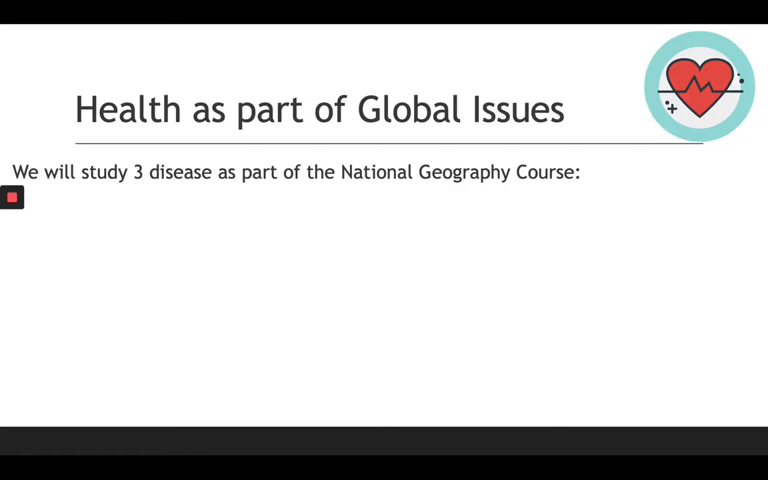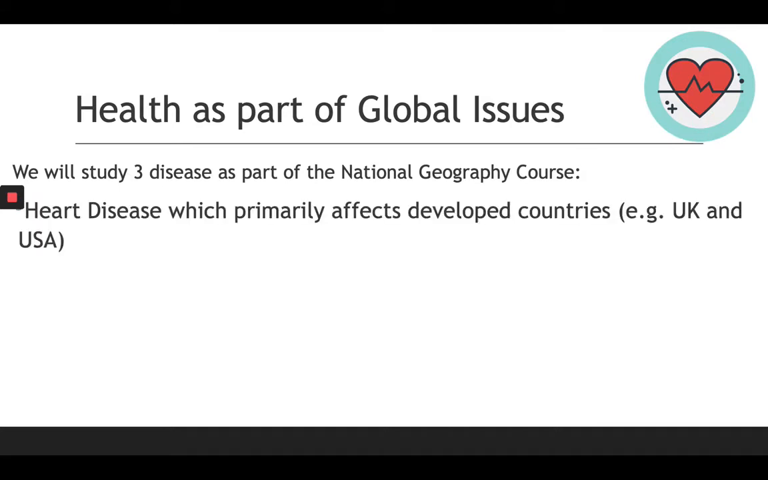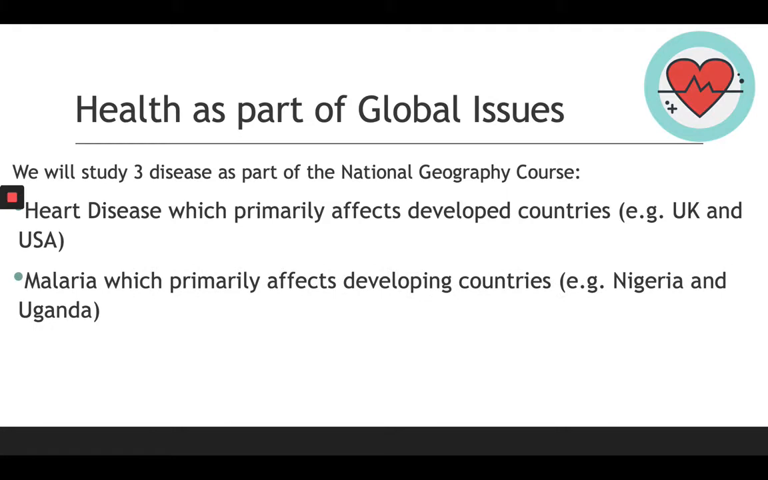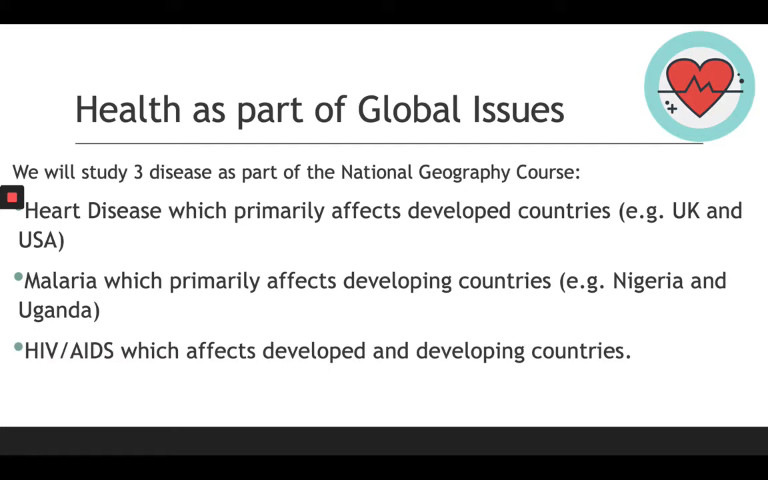So health is part of the global issues section of geography. We're going to look at 3 diseases as part of the National Geography course. So the first one is heart disease, which primarily affects developed countries, for example, the UK, the USA, Germany is another example, Japan, and so on. We're going to look later on at malaria, and that usually affects developing countries, so poorer countries, Nigeria, Uganda. And we're going to look at HIV and AIDS, and that's a disease that affects countries all around the world. And when we look at that, we're going to look at the different reasons as to why that is.